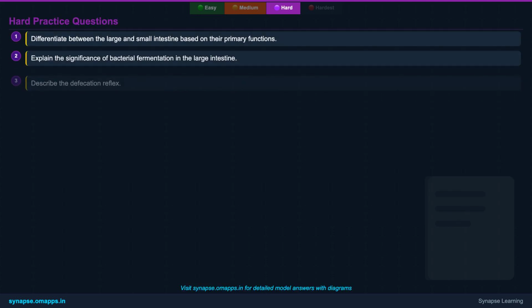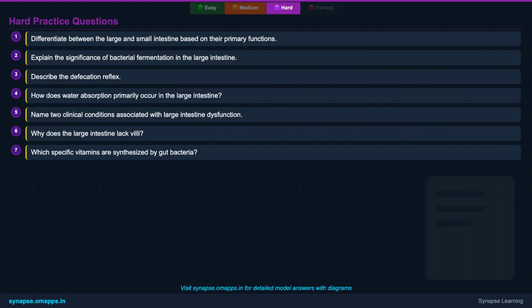Let's test your advanced understanding. Here are 7 questions to challenge you. Differentiate between the large and small intestine based on their primary functions. Explain the significance of bacterial fermentation in the large intestine.